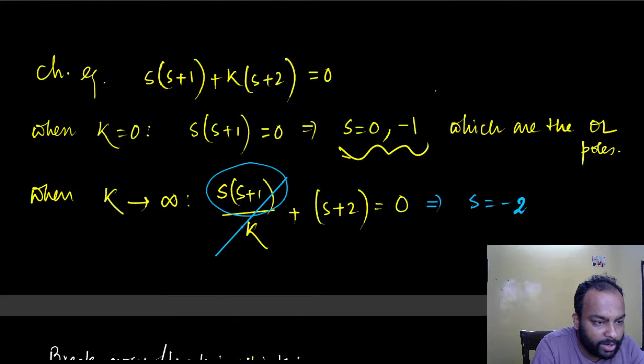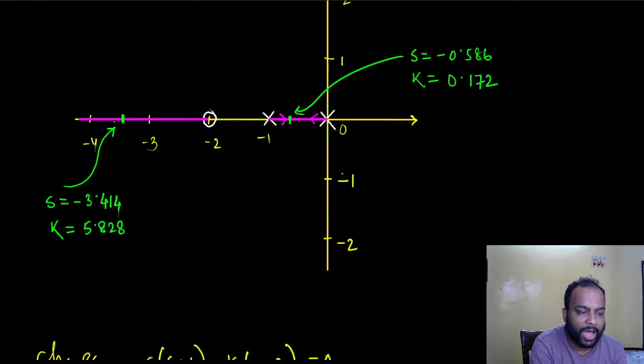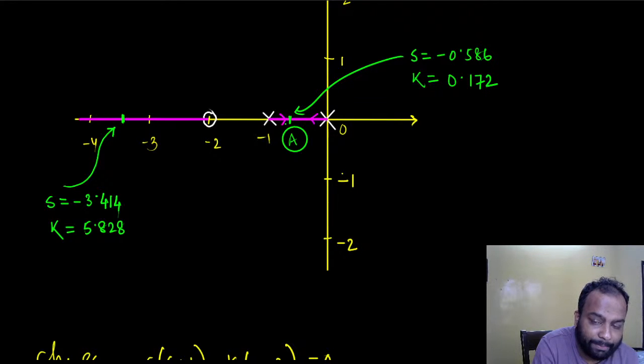0.172, and here I encountered the gain 5.828. So of course this is going to happen first, and this is going to happen next. So these poles are going to break away from here. So this point is the breakaway point. So the poles are going to break away from here, and then they are going to meet here.